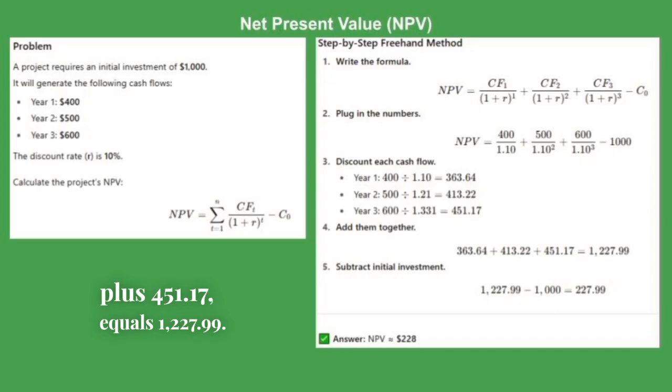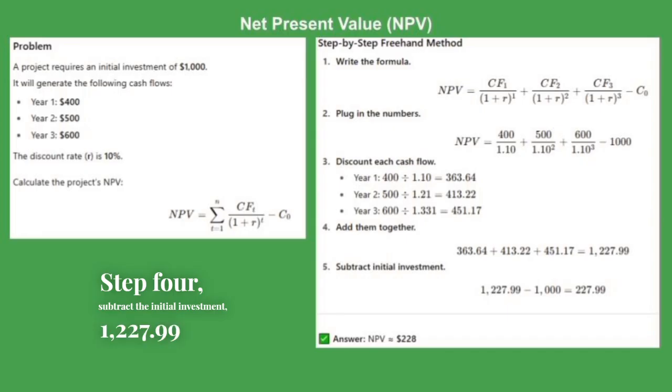Step 4, subtract the initial investment. 1,227.99 minus 1,000 equals 227.99. So the net present value is about 228.